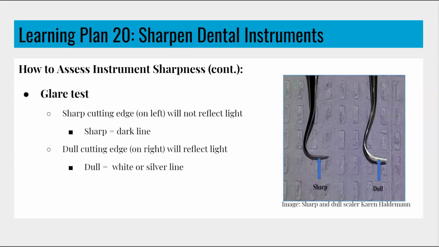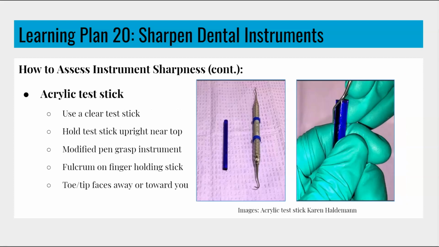During the glare test, a sharp edge will be dark as it does not reflect the light, while a dull edge will appear white or silver as it reflects the light. The test stick should be clear and not cloudy or frosty or be heavily scratched. Use a modified pen grasp with a fulcrum on the finger holding the stick with the toe or the tip facing towards or away from you.